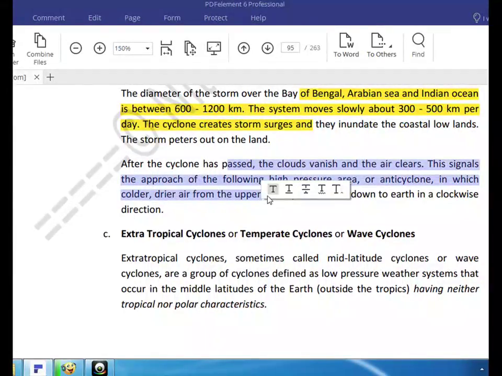After the cyclone has passed, the clouds vanish and the air clears. This signals the approach of the following high-pressure area, or anticyclone, in which colder, drier air from the upper atmosphere circles down to Earth in a clockwise direction.